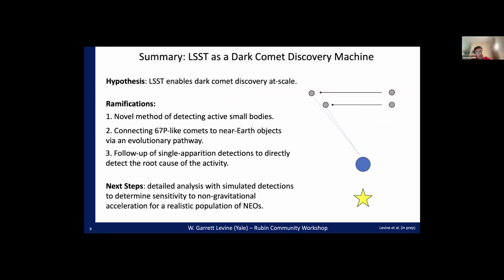And so, of course, as I said, our next steps here are to do more detailed simulations and determine the actual underlying sensitivity of the orbit fit to these non-gravitational accelerations. So hopefully at the next Rubin Community Workshop, we'll have a paper on arXiv, and I'll be able to tell you all about that. So with that, I'll say thank you so much, and I'm looking forward to hearing any of your questions.